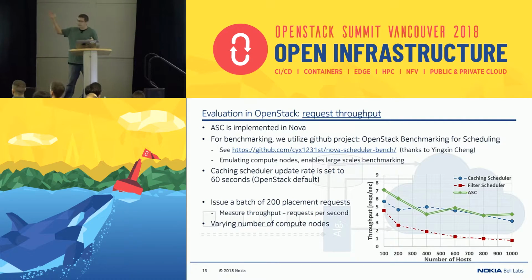So we implemented Ask in Nova. For benchmarking, we utilized a GitHub project called OpenStack Benchmarking for scheduling. We needed that to emulate as many computes as we wanted. This project implements an emulation of compute. So what the algorithm thinks is that it has as many computes as I would like. I could have 1,000, 10,000 computes without really needing the compute. It is only relevant to the algorithm itself. Okay?